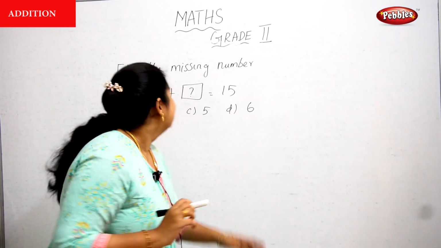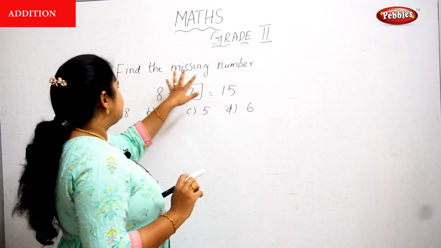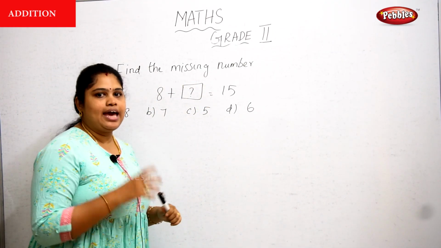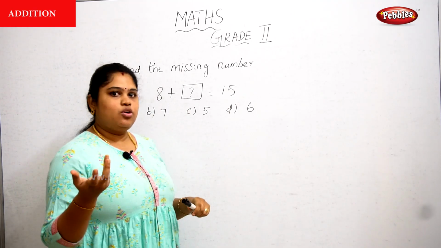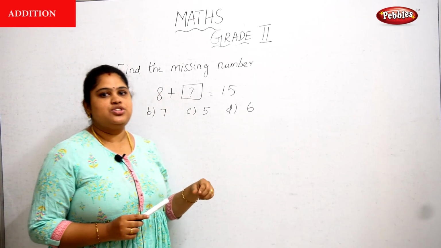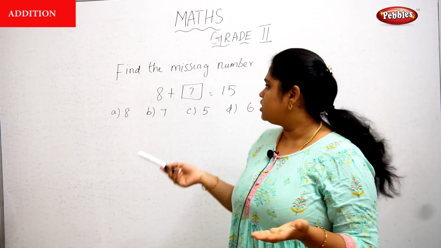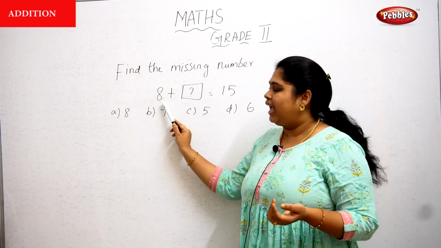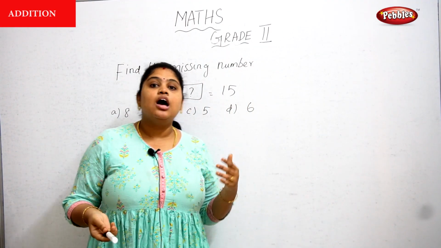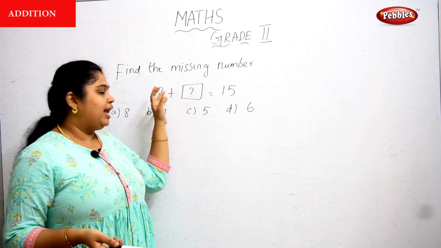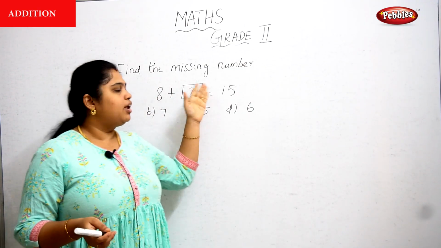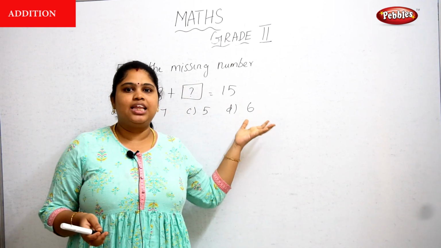Okay. So next, find the missing number. 8 plus dash is equal to 15. They have given the answer, but you have to find the question. So what was the question given? Find the missing number: 8 plus dash is equal to 15. So what does that mean? Which number, if added to the number 8, will give you 15?